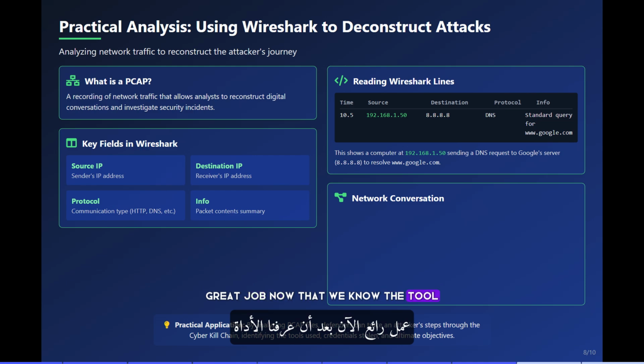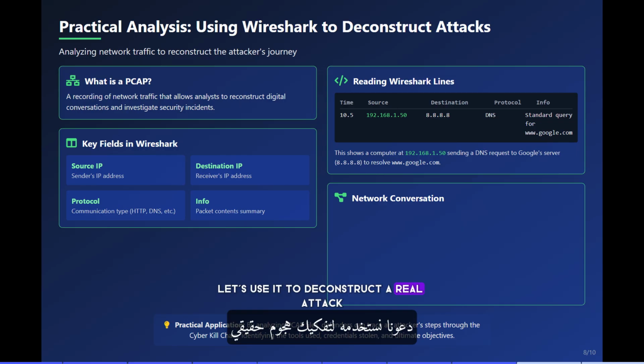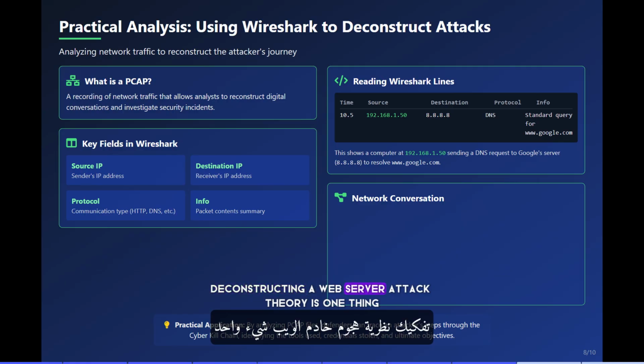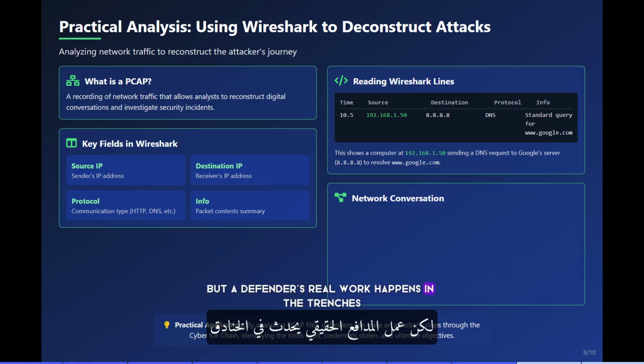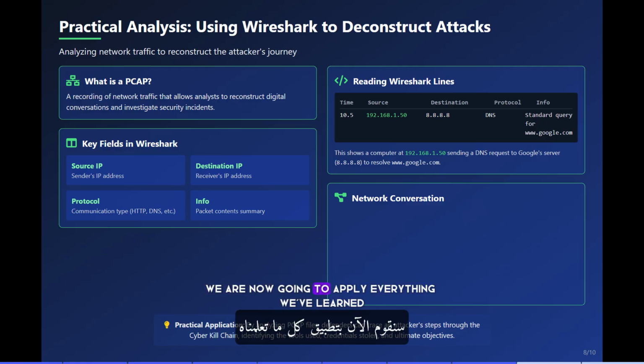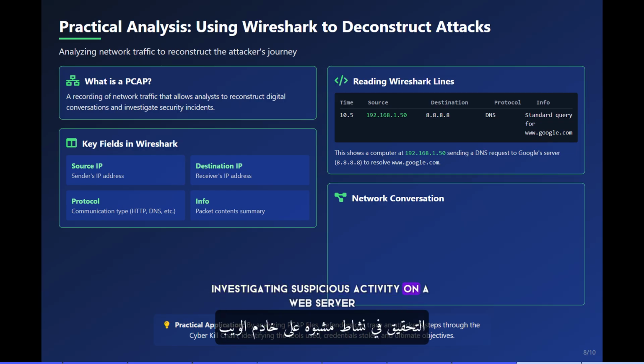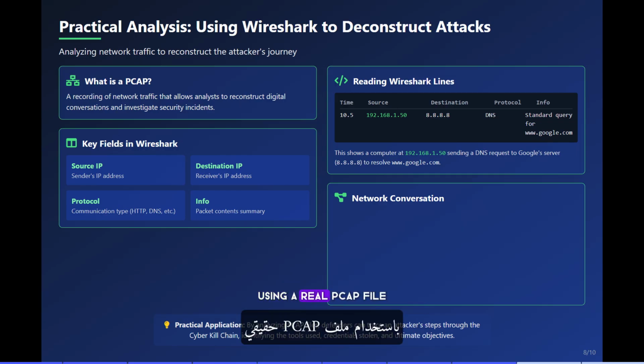Now that we know the tool, let's use it to deconstruct a real attack. Welcome to Lesson 4.3, Practical Analysis, Deconstructing a Web Server Attack. Theory is one thing, but a defender's real work happens in the trenches. We are now going to apply everything we've learned. You will act as a security analyst investigating suspicious activity on a web server. Using a real PCAP file, you will trace the attacker's steps through the cyber kill chain.